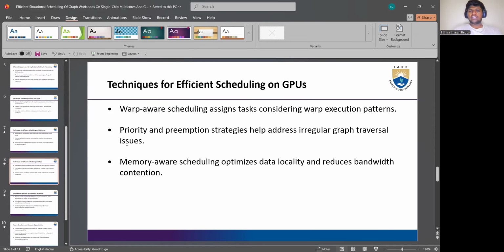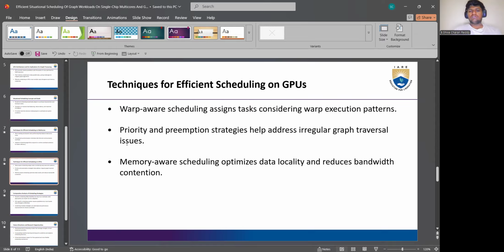Techniques for efficient scheduling on GPUs. Warp-aware scheduling assigns tasks considering warp execution patterns. Priority and preemption strategies help address irregular graph traversal issues. Memory-aware scheduling optimizes data locality and reduces bandwidth contention. So warp-aware scheduling considers warp execution patterns. Priority and preemption strategies help address these irregular graph traversal issues. If there are irregular graph traversal issues, priority and preemption strategies help with that.